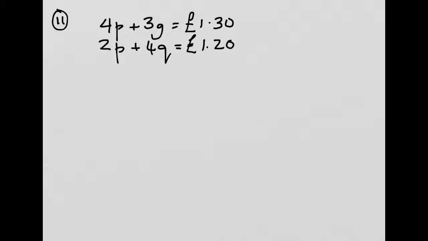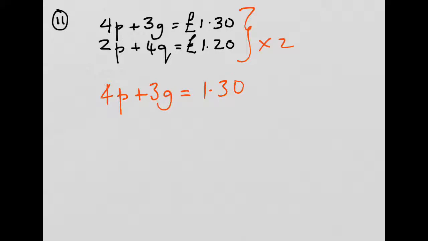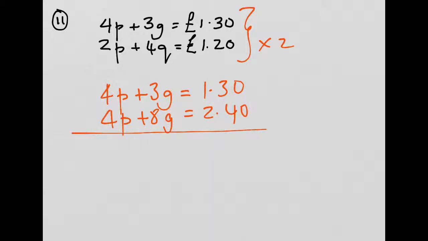Question 11. Simultaneous equations. I'm going to double the bottom one. The top one I'm keeping the same: 4p plus 3g is 130. The bottom one is going to become 4p plus 8g is £2.40. Then I'm going to do a big subtraction. So 5g is equal to 0.90, so g must be 0.18.